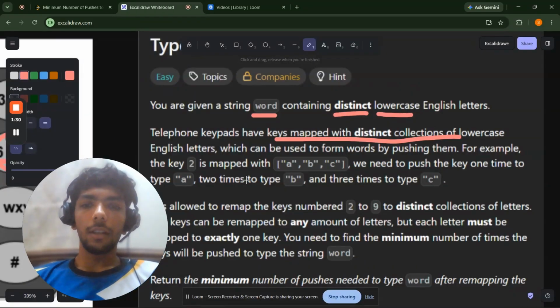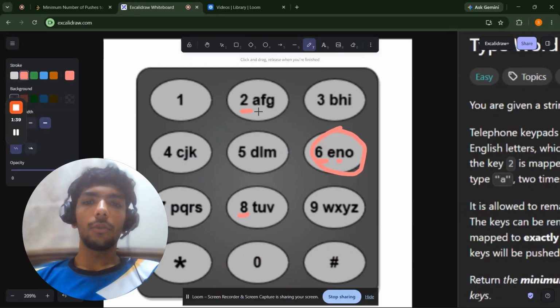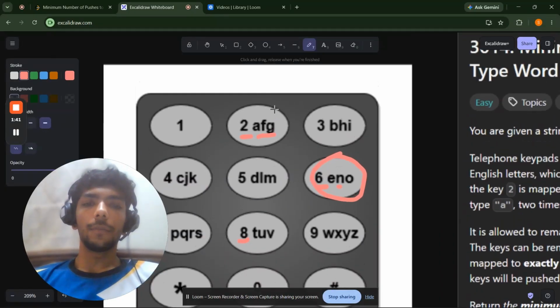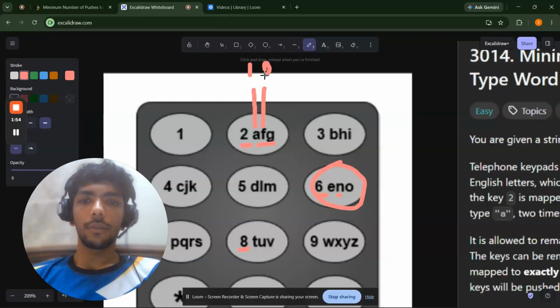For example, key 2 is mapped with ABC. We need to push the key one time to type A and two times to type B. Here 2 is mapped with AFG. If I want to type A, I need to push this key one time. If I want to type F, I need to push this key two times. And if I want to type G, I'll need to push this key three times.